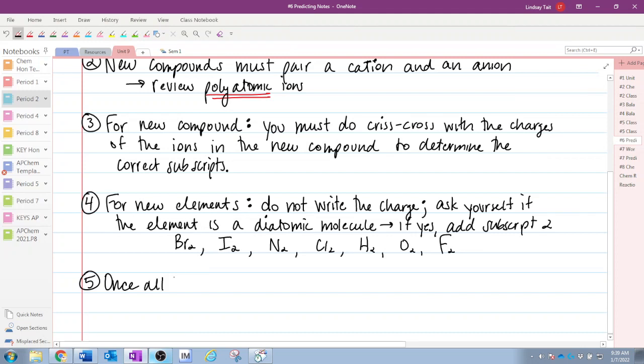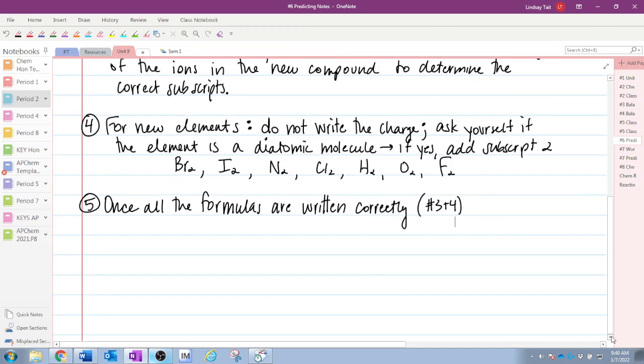Once all the formulas are written correctly. And how do we write the formulas correctly? Go back and look at number 3 and 4. 3 tells you how to write them correctly for compounds, 4 for elements. Then and only then can you start balancing. Once all the formulas are written correctly, then you can balance the equation by adding coefficients.